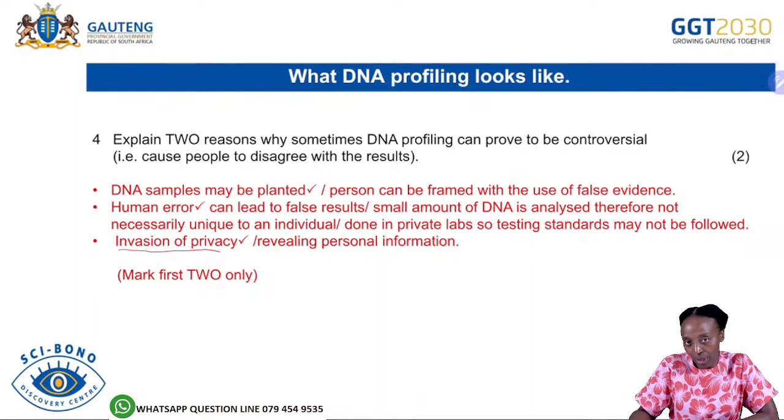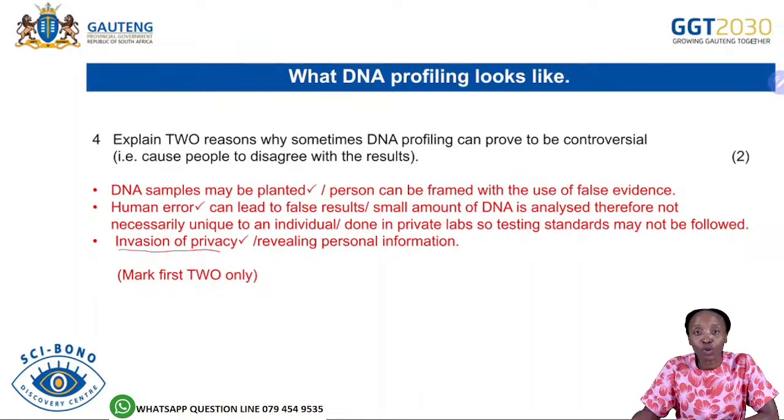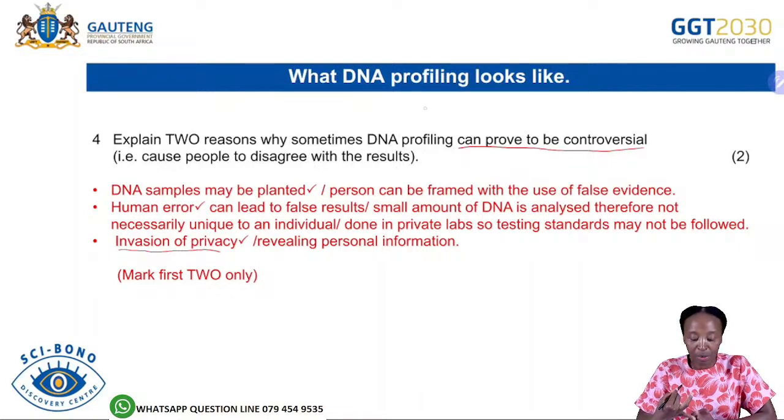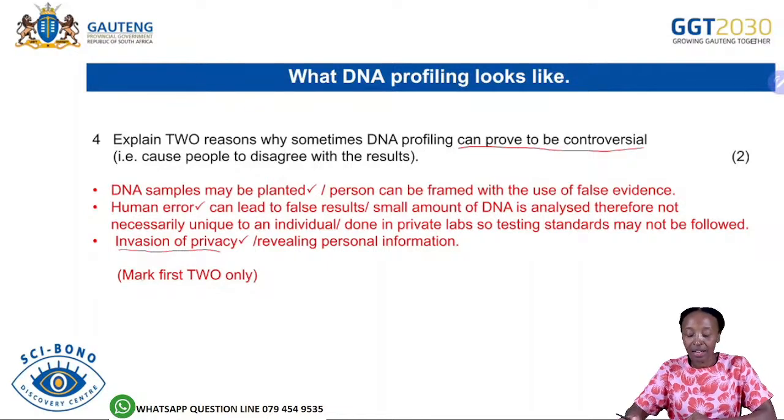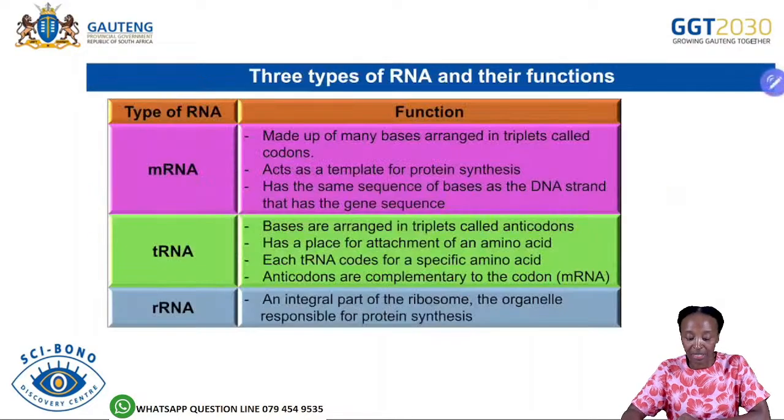because what are we doing? They are revealing personal information. What if you don't want your personal information to be revealed? So that is why again we say it can prove to be controversial. Sometimes other people will tend to disagree with the results, and it's because of this: the sample may be planted, there might be human error, there are lots of private labs out there, so there's not a set procedure that is followed. And lastly, we're looking at the invasion of privacy.